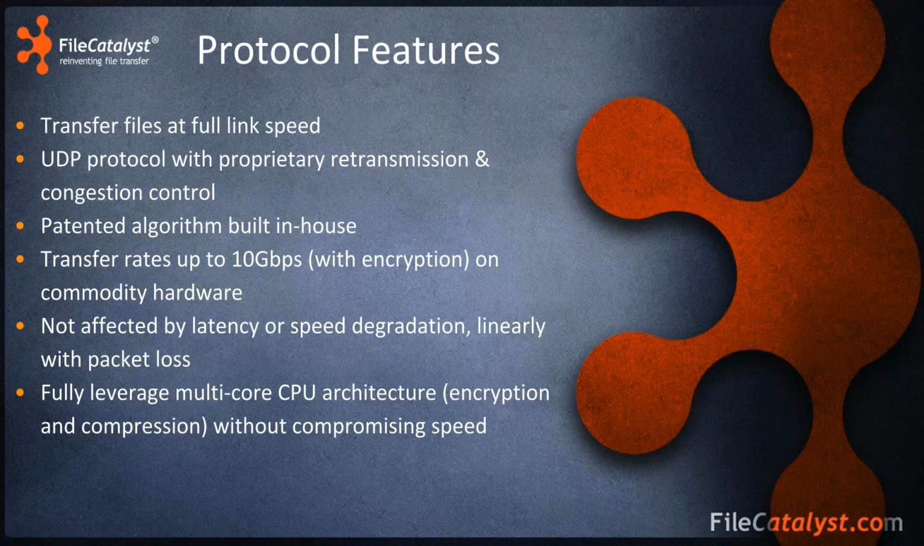So, other than transferring files really fast, what are some of the other features within the protocol that allow us to be a secure, reliable, and efficient protocol? It's a UDP based protocol with our own proprietary retransmission and congestion control. It's patented. We can transfer speeds up to 10 gigabits and more with encryption, again, on any commodity hardware. We're not affected by latency, so regardless of how far the two endpoints are, we'll guarantee you to always maximize your file transfer speed, your link. We're multi-core leveraged in the sense that we can leverage other features of the product as well as transfer files really fast, meaning that you can use features like encryption, MD5 checksum, compression, without compromising the transfer speed.